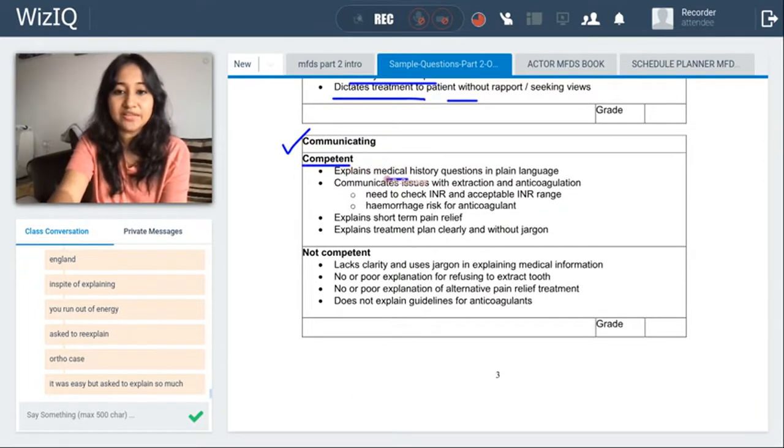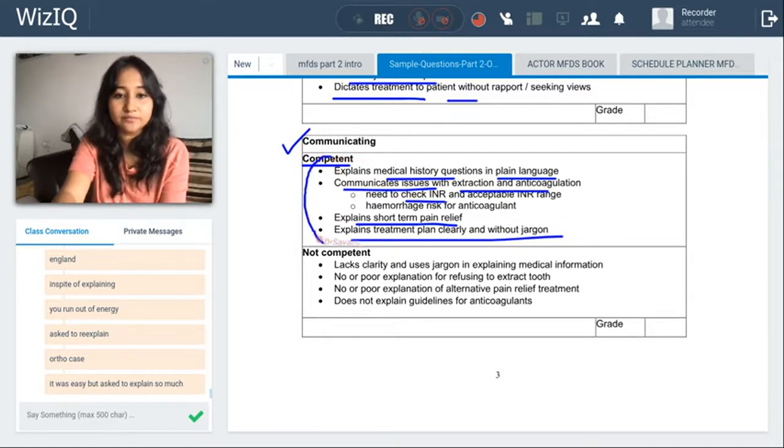So here you explain the medical history in plain language. Communicate issues with extraction and anticoagulation. Check whatever we have spoken about, okay? All these things. So you have to explain all of this. And after that, you give a short-term pain relief. Explain treatment very clearly without jargon. These are the points that they are looking for.